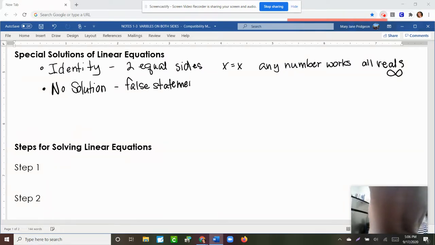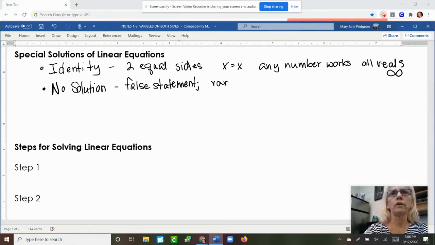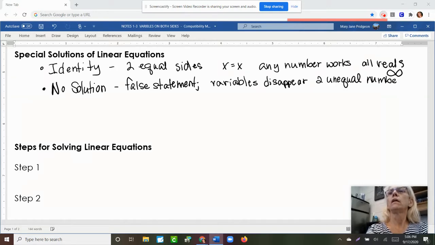So usually what happens in this situation is that the variables disappear and we get two unequal numbers. So you work this out and you come out to get like 2 equals 3. And that's not possible. So we have a false statement, and that gives me no solution. Okay, no solution. It can't work.